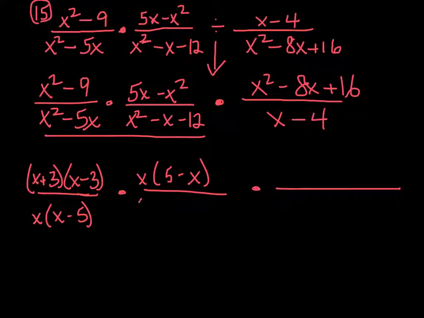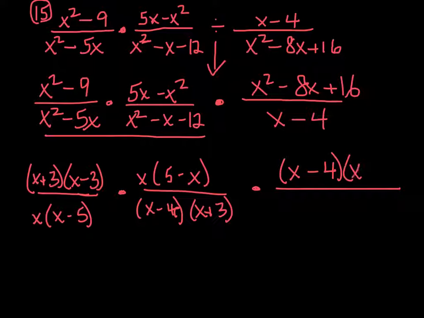Okay, the denominator is a trinomial. So what adds to negative 1 and multiplies to negative 12? So that would be x minus 4 and x plus 3. Okay, and the last fraction, the numerator, also is a trinomial. What adds to negative 8 and multiplies to 16? So that would be what? x minus 4 and another x minus 4. Okay, and then the denominator actually doesn't need to be factored.